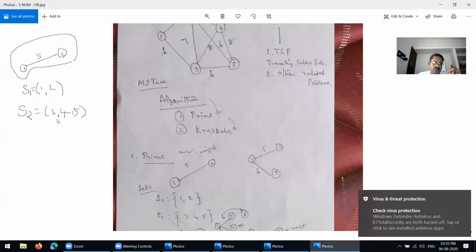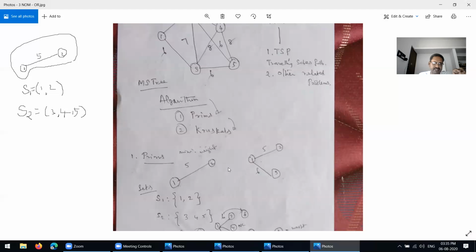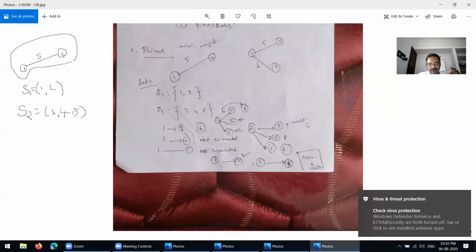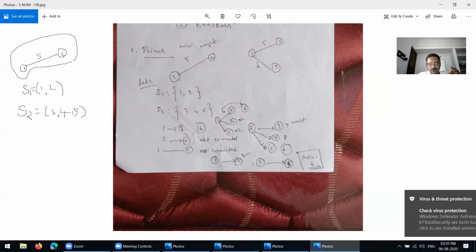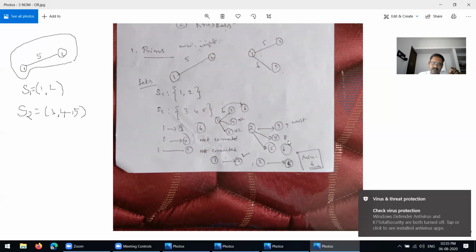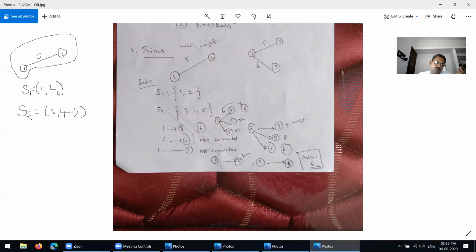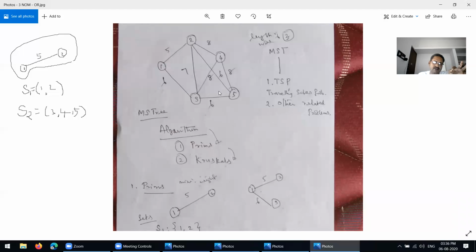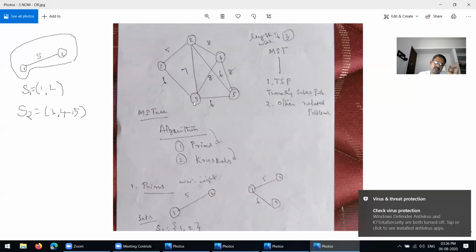2 to 3 is 7 weight, 2 to 4 is 8, and 2 to 5 is 6. From these you find the minimum weight. So the minimum is 2 to 5, which is 6. We have two minimum values: 1 to 3 having 6, and 2 to 5 also having 6. But 2 to 5 is not connected to the tree, so it is not favorable. So 1 to 3 is the correct one.